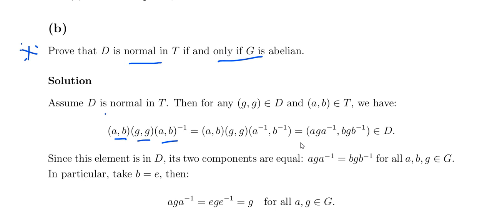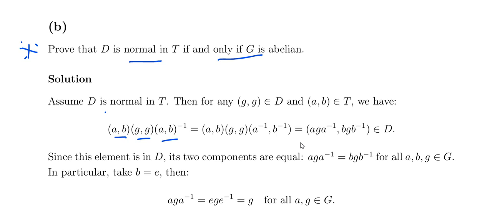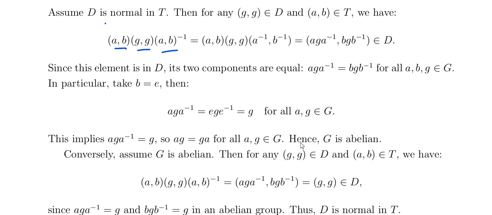So its two components are equal, that is a g a inverse equals b g b inverse for every a, b, g belongs to G. Therefore when you take b equal to e, then a g a inverse is equivalent to e g e inverse, that is the identity element, which is equal to g. So a g a inverse equals g, that is a g equals g a, for a, g belongs to G. Therefore from this G is abelian. Like that we can prove the converse part, that is the normal subgroup in the case of G abelian.